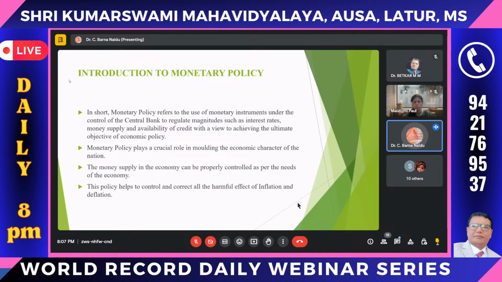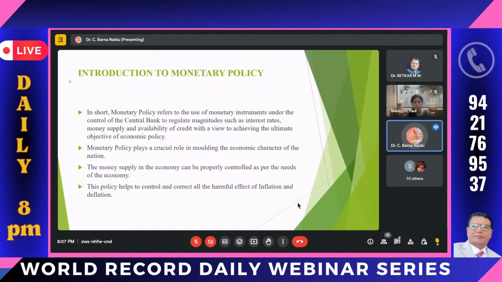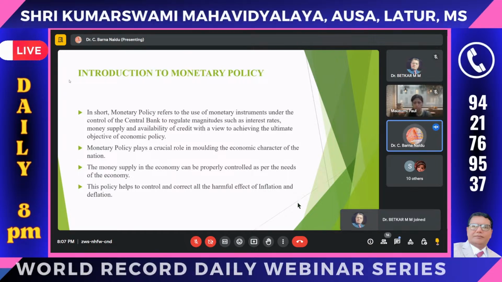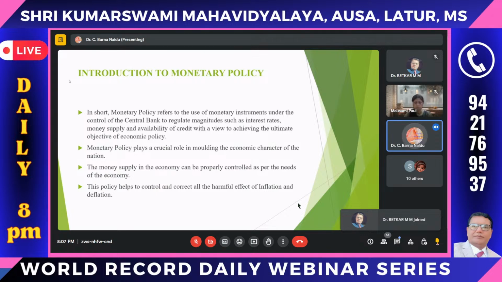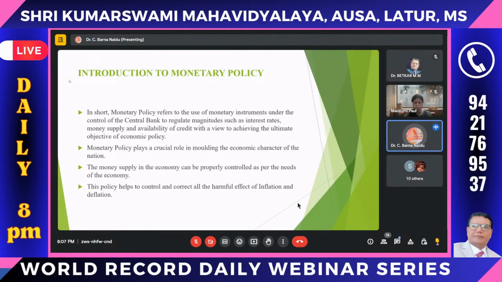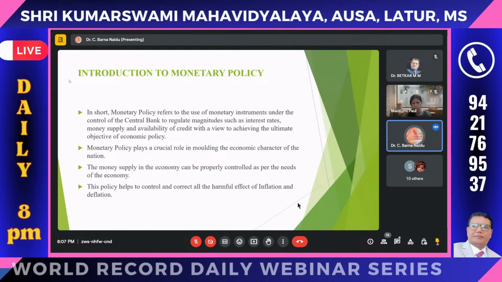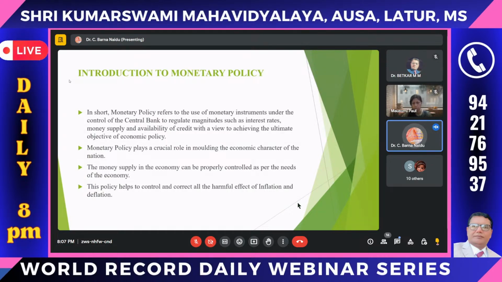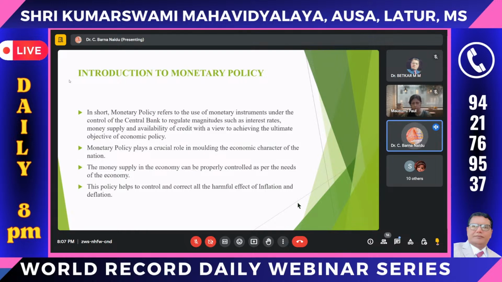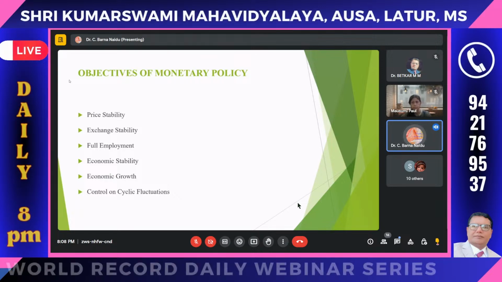In fact, this policy framework plays a very crucial role in steering the country's economic development, ensuring financial stability, and fostering an environment conducive to growth and stability. This policy helps to control and correct the harmful evils of inflation and deflation. We come across this word inflation, and the economy suffers bad effects from it. So here monetary policy comes into the picture, and it helps to monitor and regularize the money supply in the economy. Now, what are the major objectives of monetary policy?